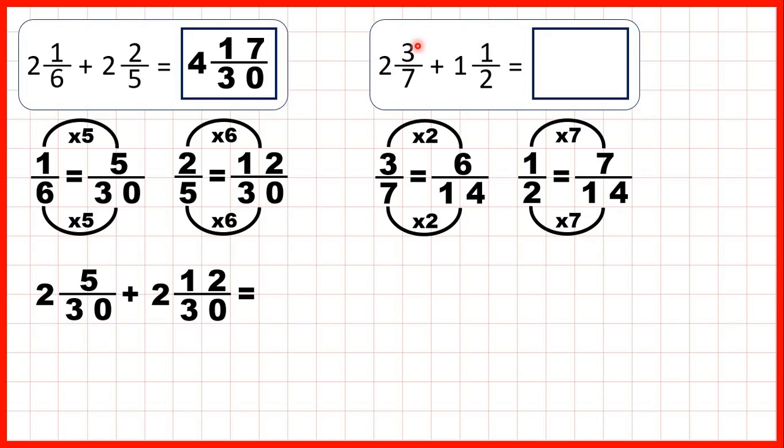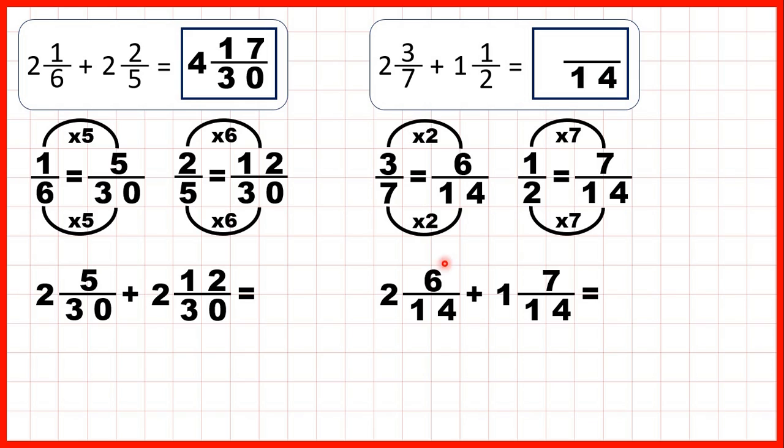So instead of 2 and 3/7, we can write 2 and 6 over 14. And instead of 1 and a half, we can write 1 and 7 over 14. Now we check to see if we can add our fractions. 6 over 14 plus 7 over 14 gives us 13 over 14. That's not an improper fraction, so we can write it in our answer box. The denominator stays the same, and 6 plus 7 is 13. Now, adding our whole numbers, 2 plus 1 is 3, so our answer is 3 and 13 over 14.